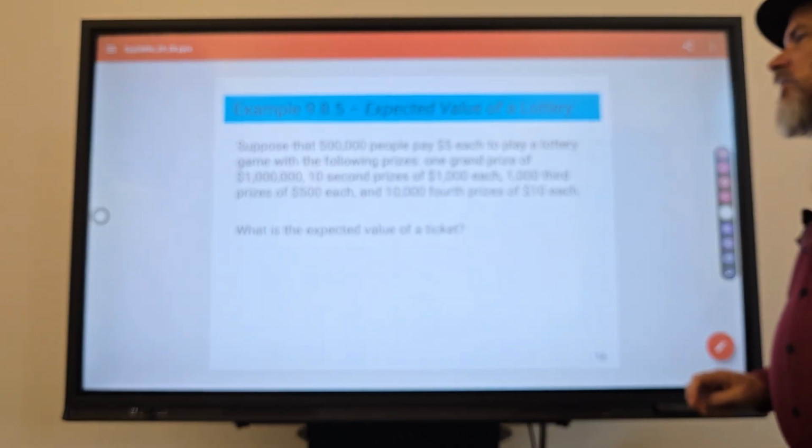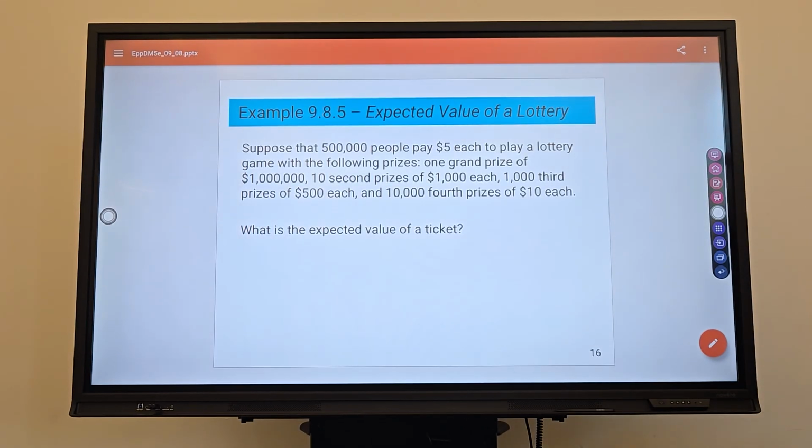Suppose, in an example, that 500,000 people pay $5 each to play a lottery game with the following prizes: 1 grand prize of $1 million, 10 second prizes of $1,000 each, 1,000 third prizes of $500 each, and 10,000 fourth prizes of $10 each. What is the expected value of a ticket?